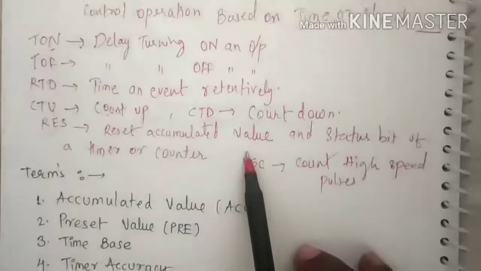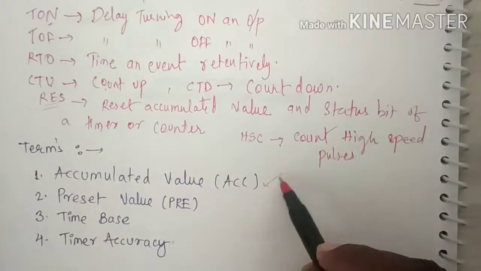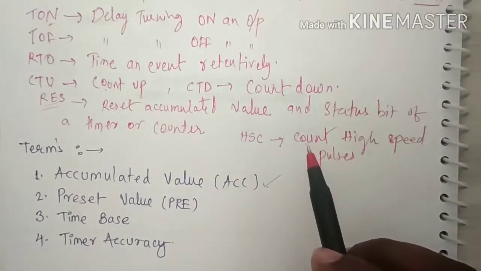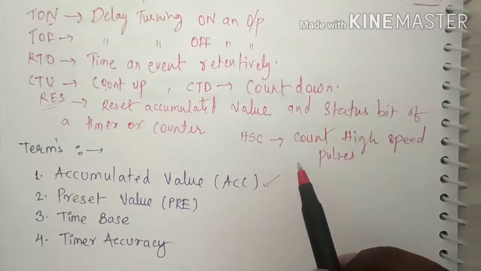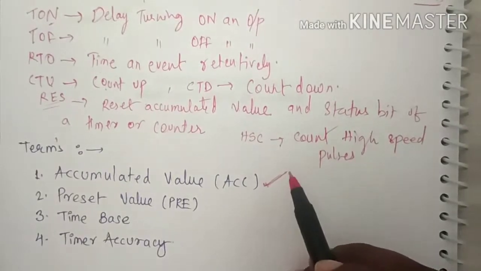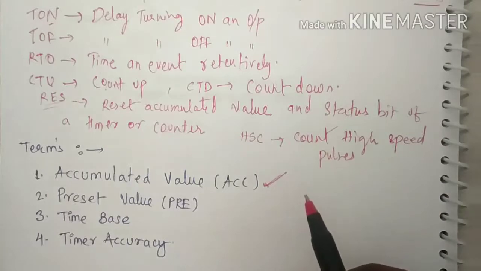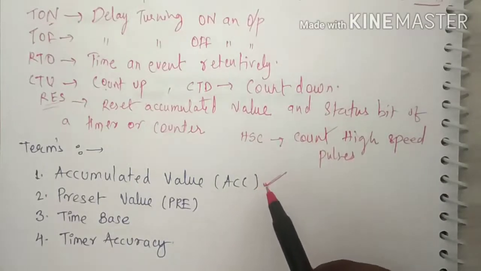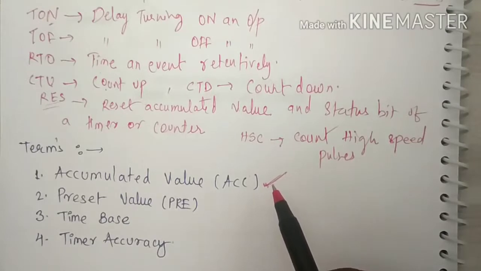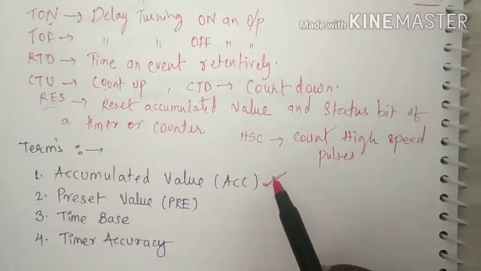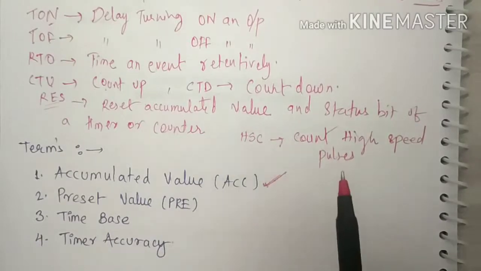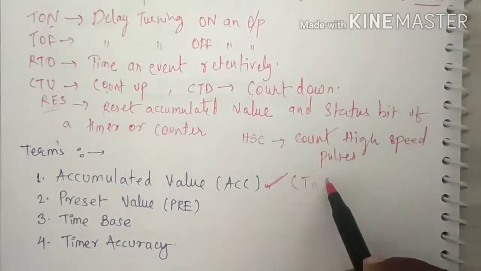Now there are some important terms, like the accumulated value. In the previous experiments also I have explained what the accumulated value is. For a timer, this is the number of time based intervals the instruction has counted. And for a counter, this is the number of false to true transitions that have occurred. This is called the accumulated value for timer as well as counter.